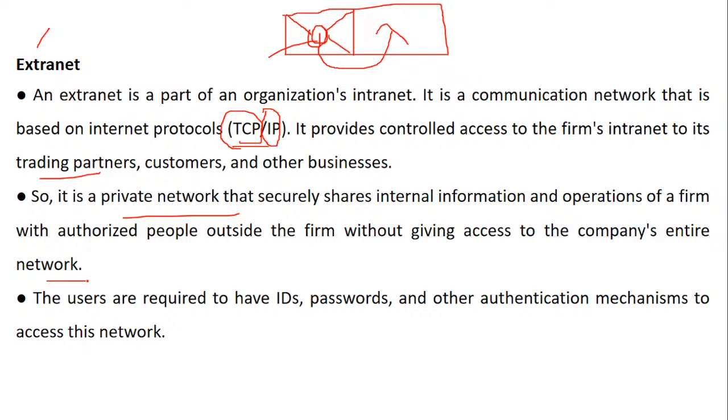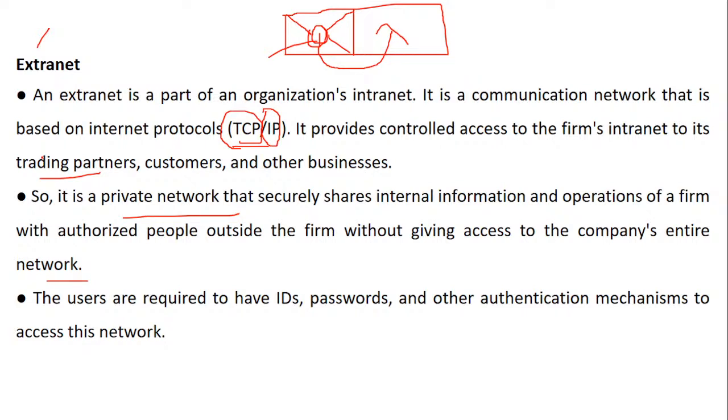Like, for example, the PR team, the promotion. Suppose you have a PR agency. The PR agency will be getting in touch only with the person who is in charge of promotion. That's all, nothing apart from that. So they will get limited access related to their work. The users are required to have IDs and passwords and other authentication mechanisms to access this network. So is it clear? Anyone outside the organization who should be connected to the organization will be given only that restricted access, and that is called a part of what? It's called a part of extranet. I hope it is very clear.